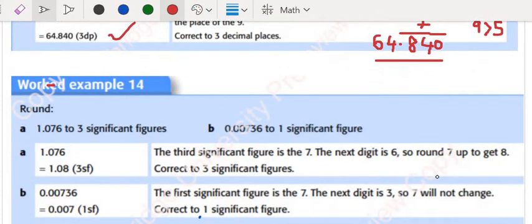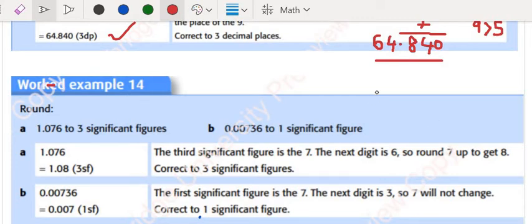Next, we are going to round the decimal values to the significant figures. This is the first example here, 1076. So we have 4 digits here, 4 digits totally, and we are going to make it 3 significant figures. So what is the condition for making it 3 significant figures? We have to see the fourth digit as we did in the decimals.